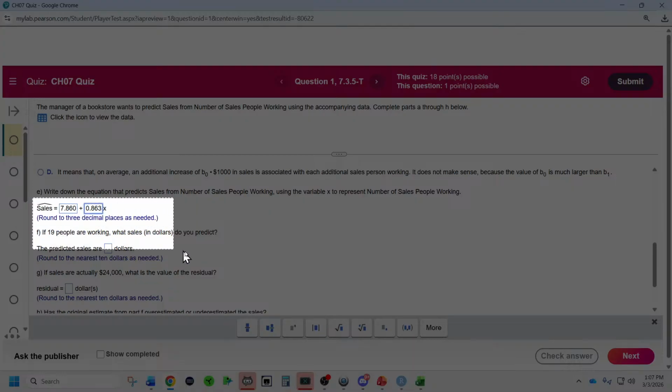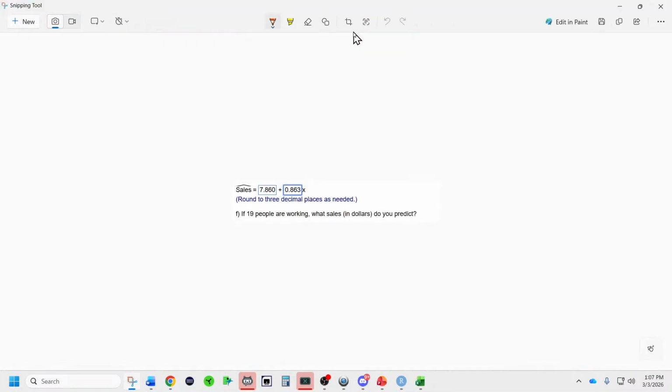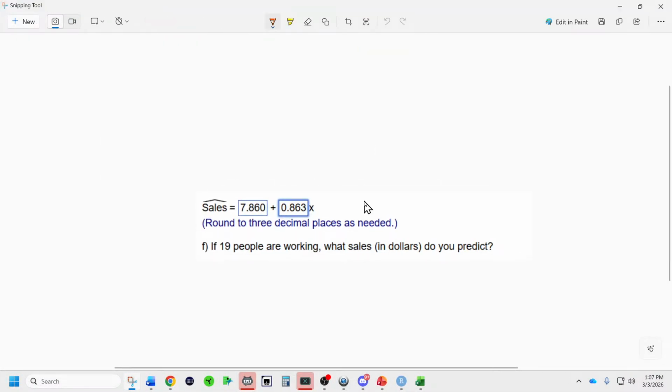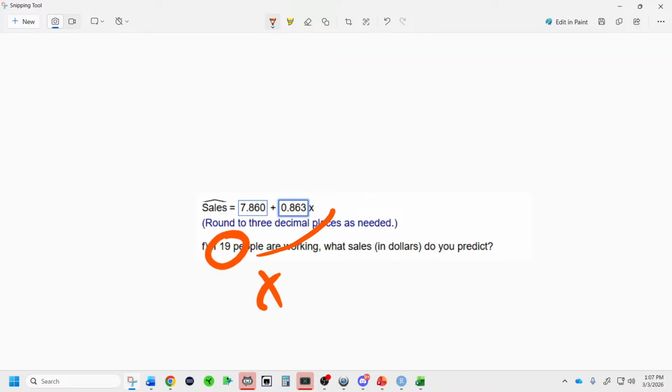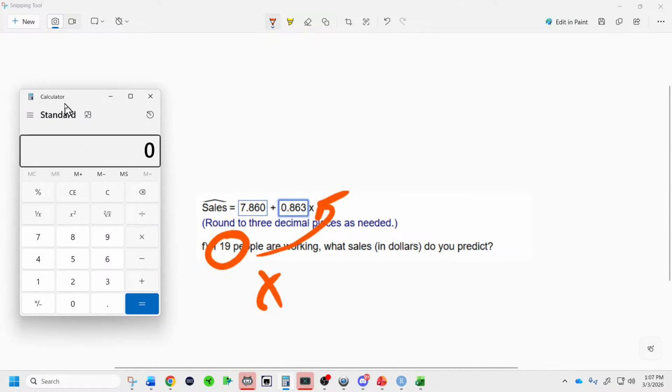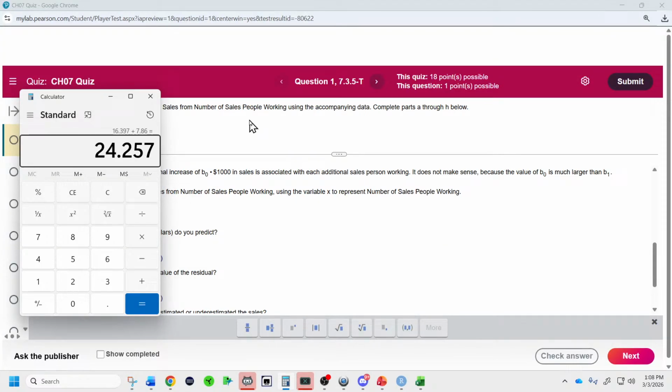Not that hard to do. All we do is take this value, and it's important to know your notation. Got to know your notation. So all we're doing is taking 19 people working, which is X, the amount of people working, and plugging 19 in there and solving the equation for predicted sales. So we're predicting the sales with 19 people working times 0.863, and then we add to this 7.860. And that is the predicted sales in thousands of dollars. This is not the actual sales, it's the predicted sales.